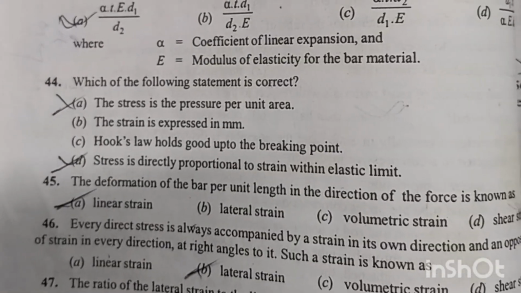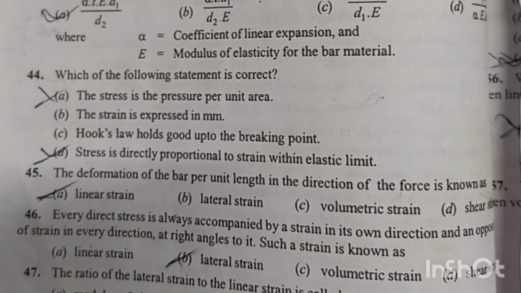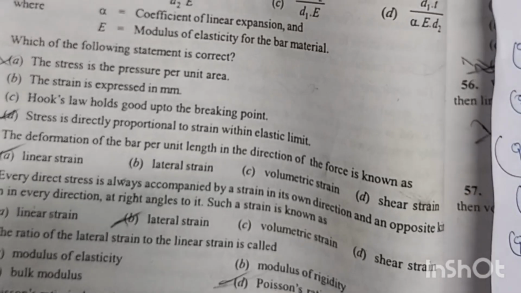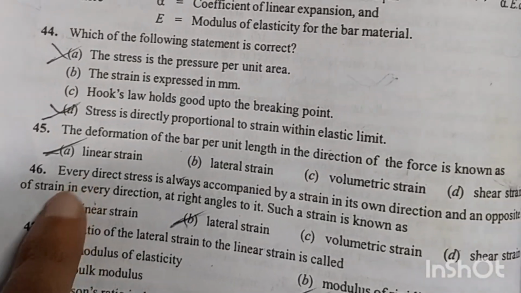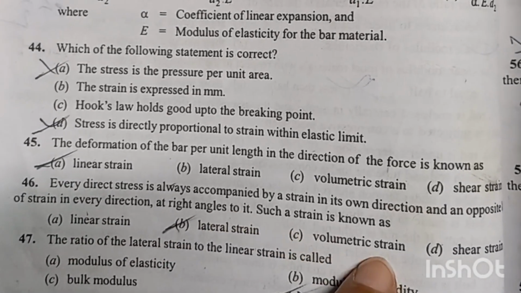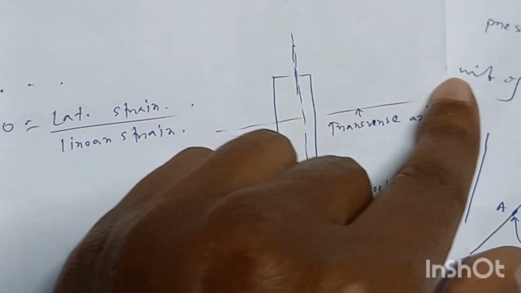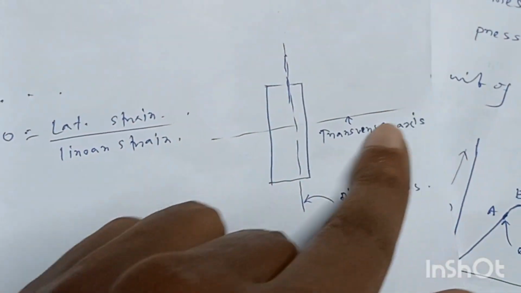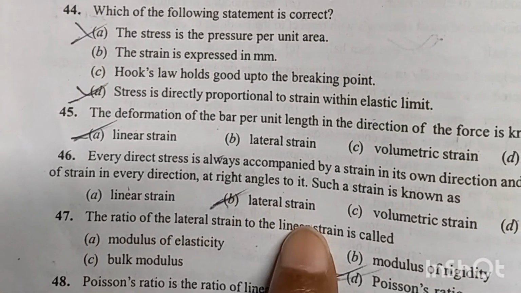Strain. Question number 46. Every direct stress is always accompanied by a strain in its own direction, and an opposite kind of strain in every direction at right angles to it. Such strain is known as lateral strain. Option B is correct, because this is linear strain, and the opposite kind of strain along this transverse axis will be called transverse strain. Option B is correct, lateral strain.